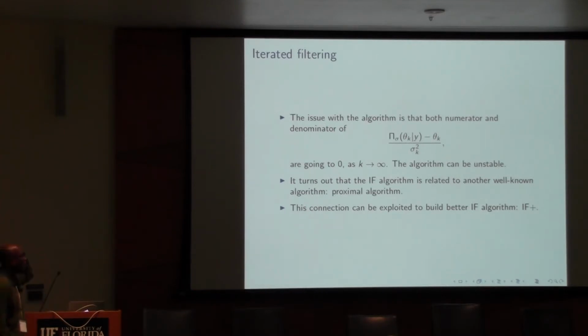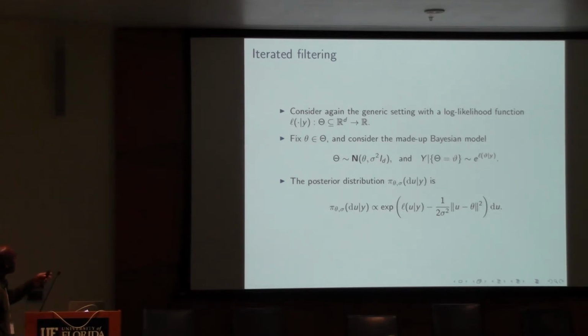It turns out that later on, by reading a little bit more, we learn about the proximal method, and this is actually very related to the proximal algorithm. That connection can be used to prove a lot more interesting results about the method. So here is the connection. Let me go back again to the Bayesian model that we have. At a given value of the parameter, we construct this Bayesian model.